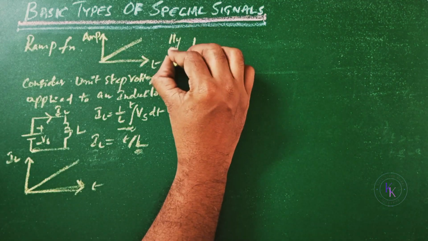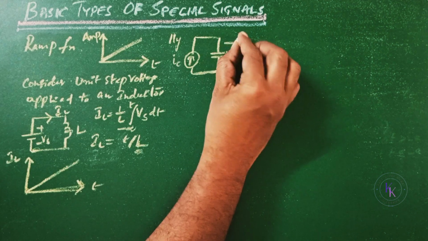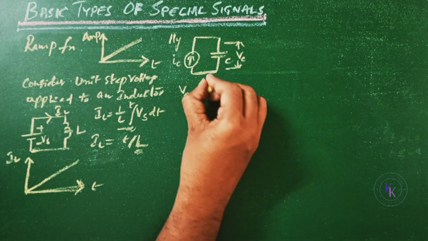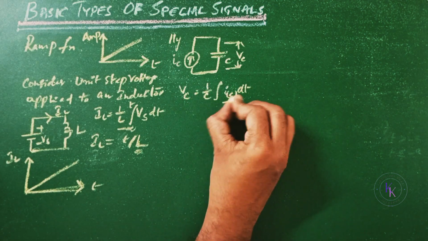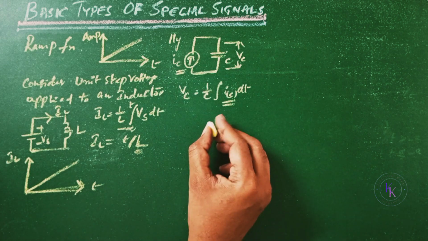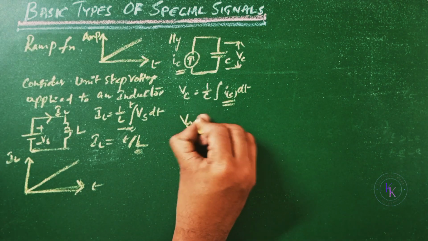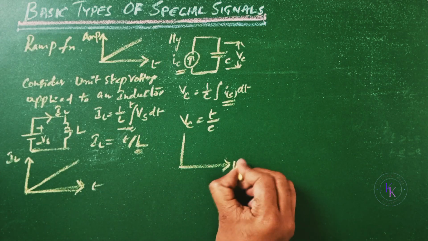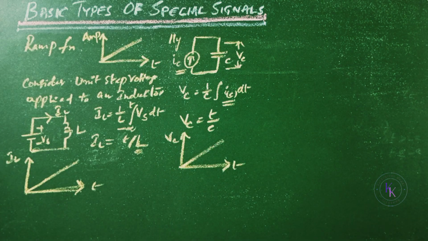Similarly, a unit step current IC is applied through a capacitor C. Then the voltage across the capacitor Vc is given by 1 by C integral of IC dt. As this is a step input of current equal to 1 and the initial condition equals 0, then Vc is given by t by C. This also increases with respect to time, so Vc is a ramp function.